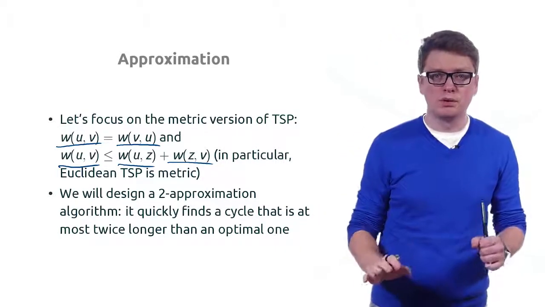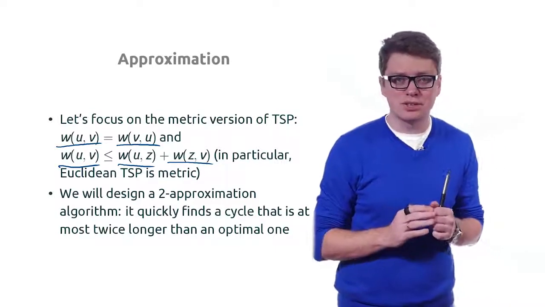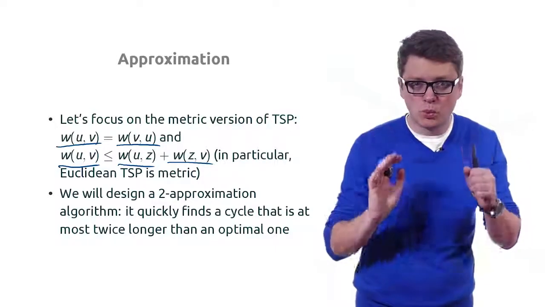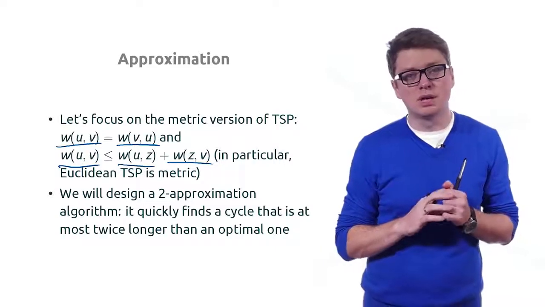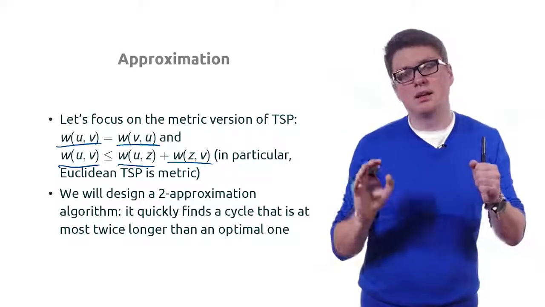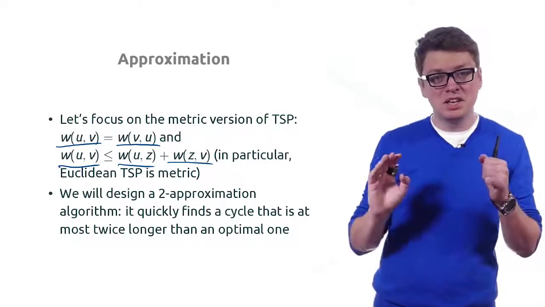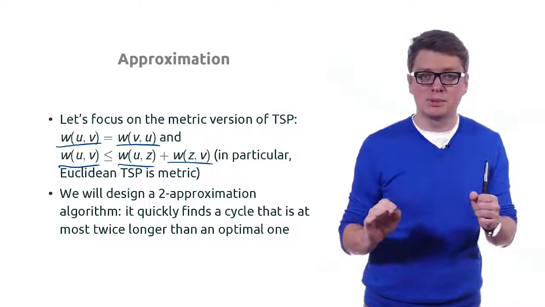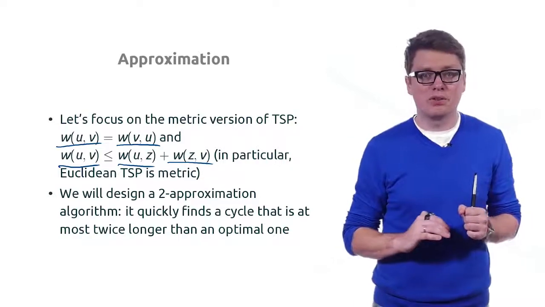And what we're going to do for the metric TSP is design a very efficient algorithm that is going to produce a cycle quickly and is going to work even on instances in practice with millions of nodes, but the solution is not guaranteed to be optimal. At the same time, it is guaranteed to be at most 2 times longer than an optimal one. And this is once again called an approximation algorithm.